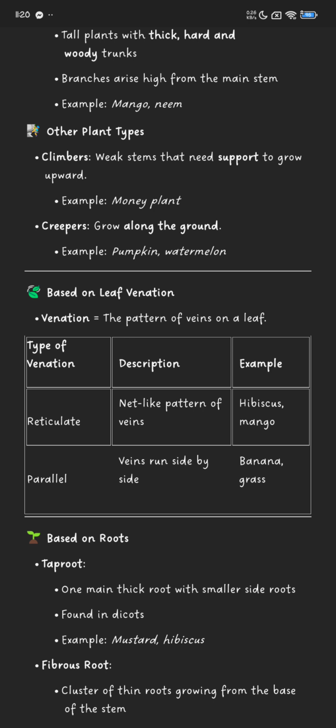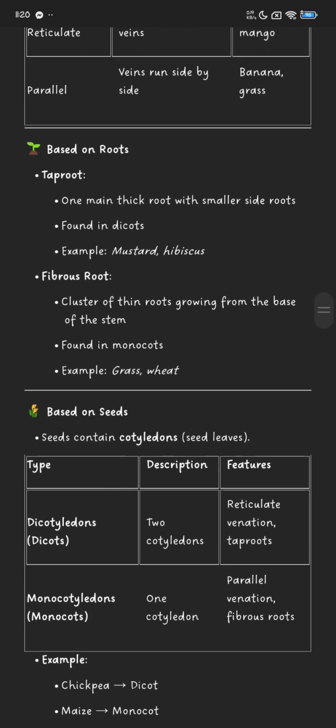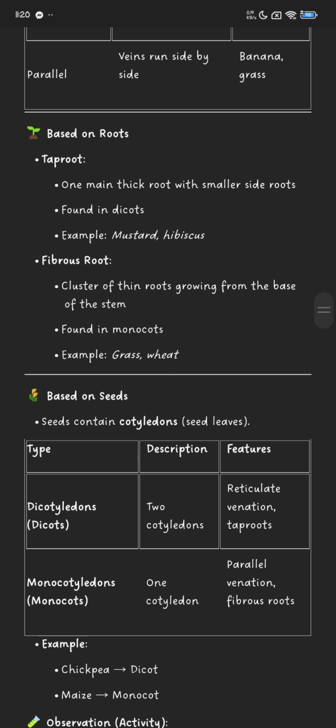Based on leaf venation. Venation means the pattern of veins on a leaf. Reticulate venation: a net-like pattern of veins, in hibiscus and mango. Parallel venation: veins run side by side, in banana, grass, etc. Based on roots: taproot, fibrous root.